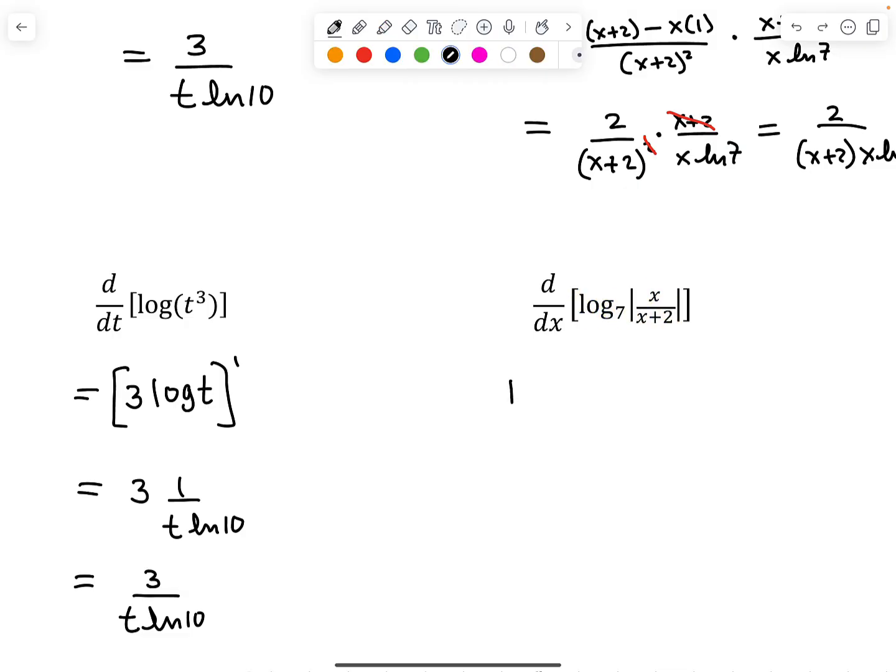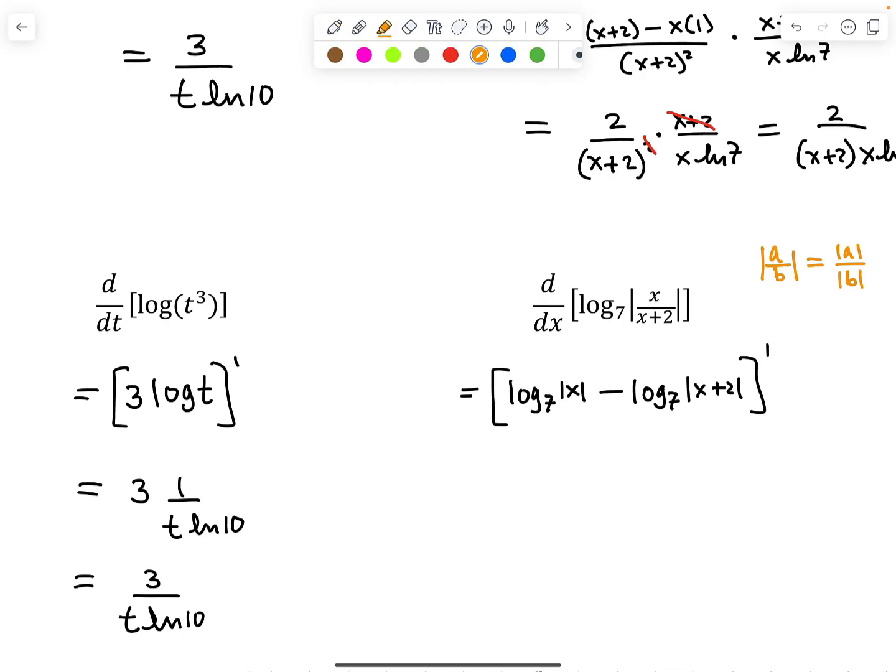So I can write this instead as log base 7 of the numerator, absolute value of x, minus log base 7 of the denominator, absolute value of x plus 2. Keep in mind that if you have the absolute value of a fraction, you can break this up into absolute value of the numerator divided by absolute value of the denominator. But this now is going to be the function I'm going to differentiate.